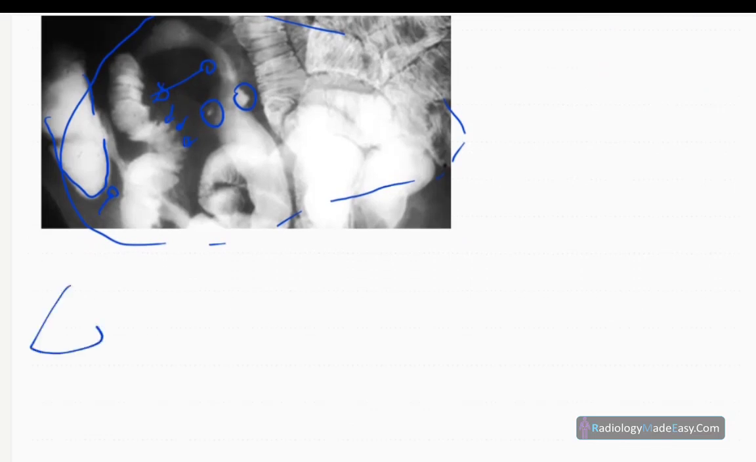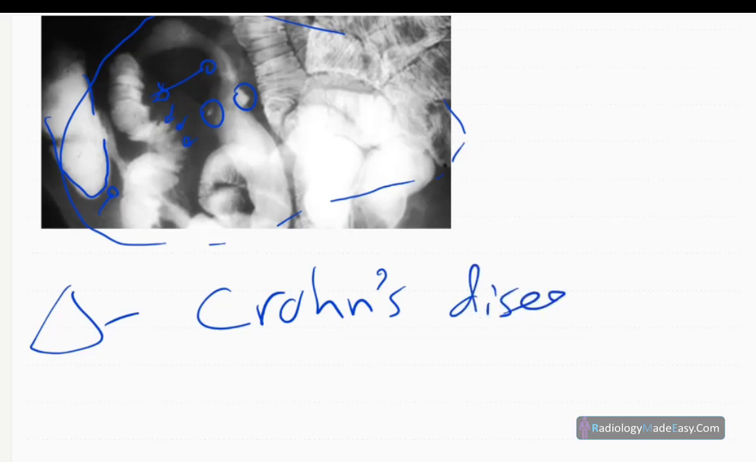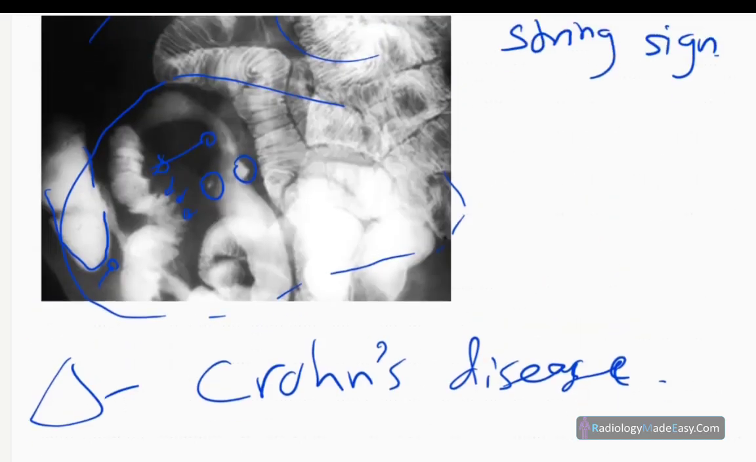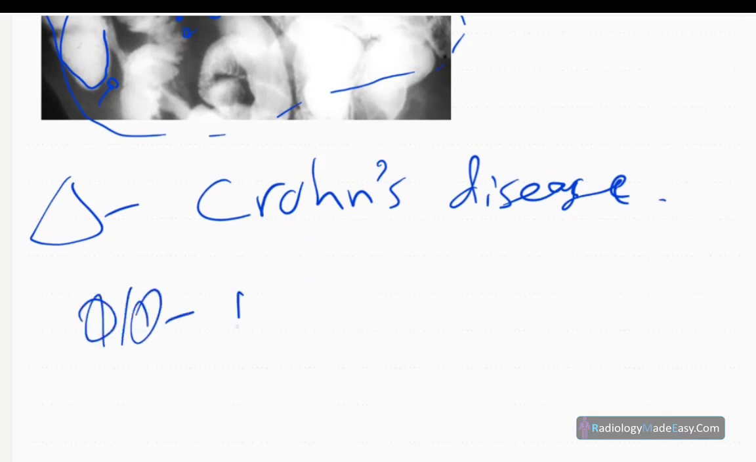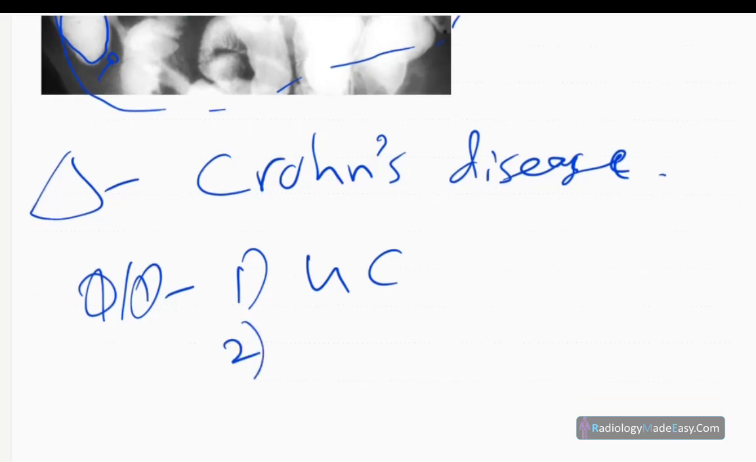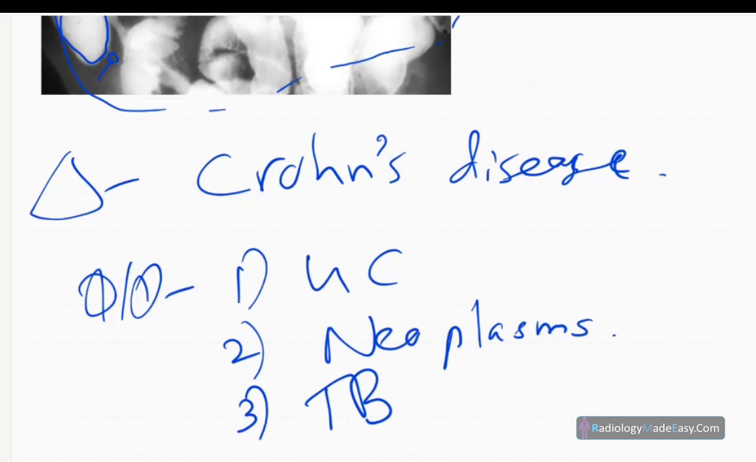So in this case the diagnosis is Crohn's disease. So there are multiple lesions in the terminal ileum. The differential diagnoses are ulcerative colitis, and also you need to think of any neoplasms. Those are a few differential diagnoses, and also TB, ileal involvement in tuberculosis, you also have to think of.